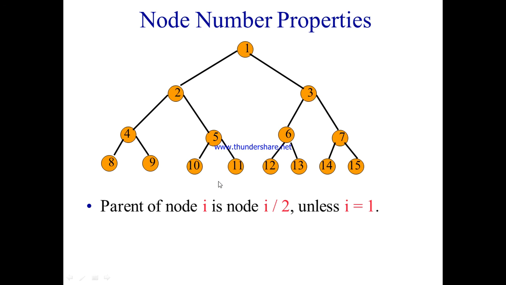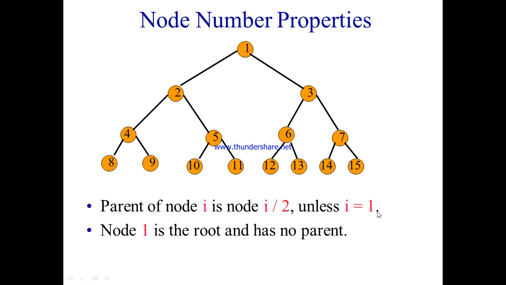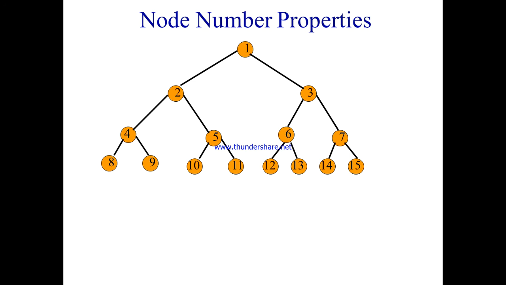So for any node number I, its parent node is I by 2, unless I is equal to 1, because I equals 1 means it is the root node and it will not have any parent.